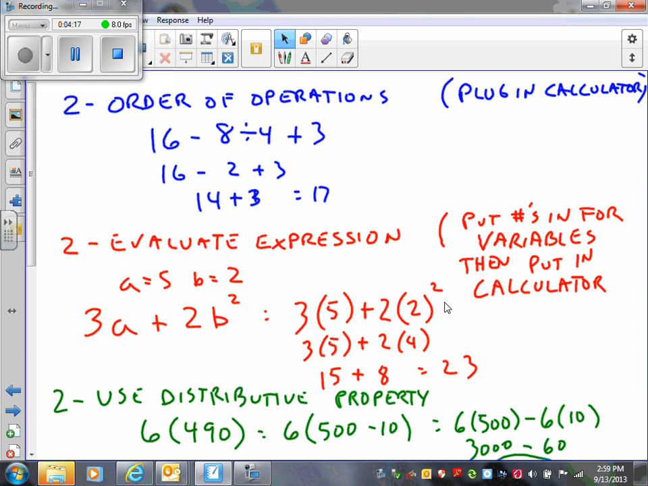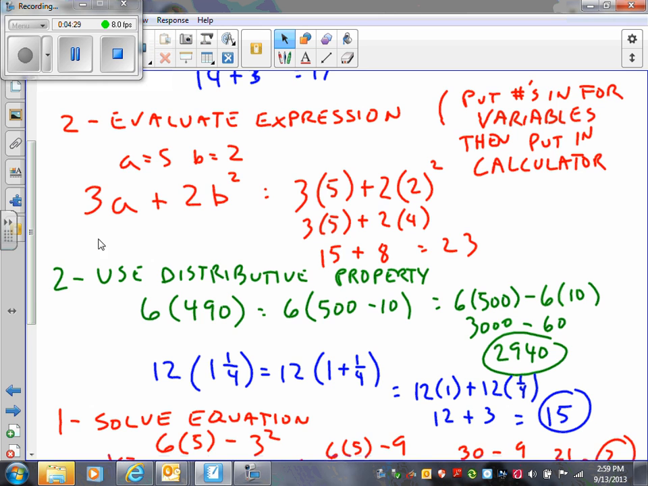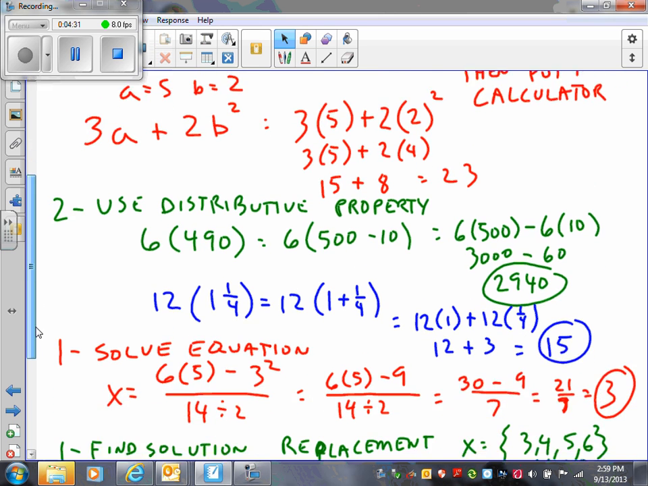So then we do order of operations. 2 squared is first. That gives you 4. So then we multiply. 3 times 5 is 15, and 2 times 4 is 8. 15 plus 8 is 23. And yeah, you can use the calculator once you get the numbers and substitute it in.